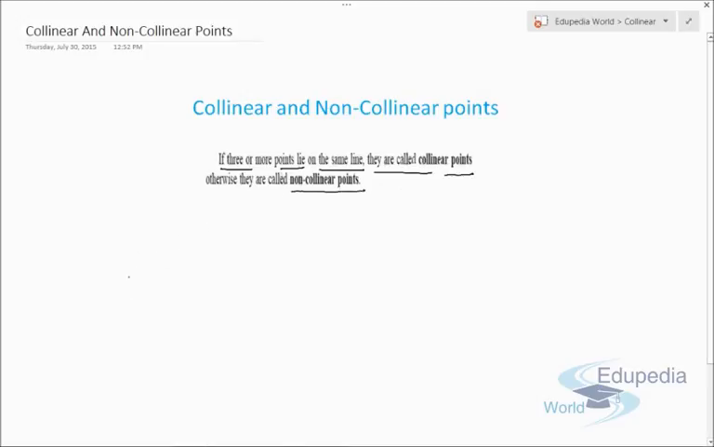Again, the concept is, suppose these are the 3 points. Now, if these 3 points lie on the same line, meaning we can join these 3 points, like this point, and this point, with a straight line, then these points are known as collinear points.